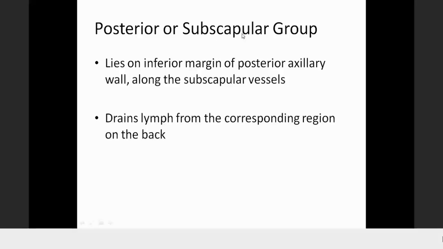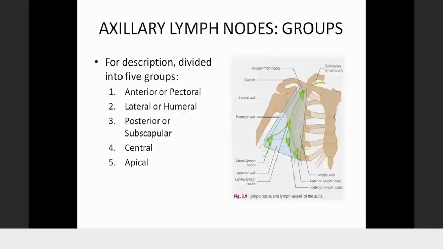Subscapular or the posterior group, they lie on the inferior margin of the posterior axillary wall. Posterior axillary wall, inferior margin. If you see this diagram, these are the posterior group, on the inferior margin of the posterior wall. If you see, this is the posterior wall, and in the inferior margin, they are present.